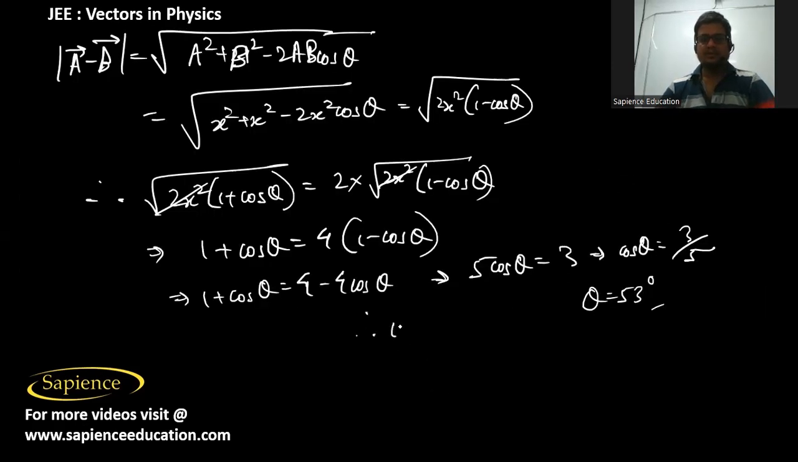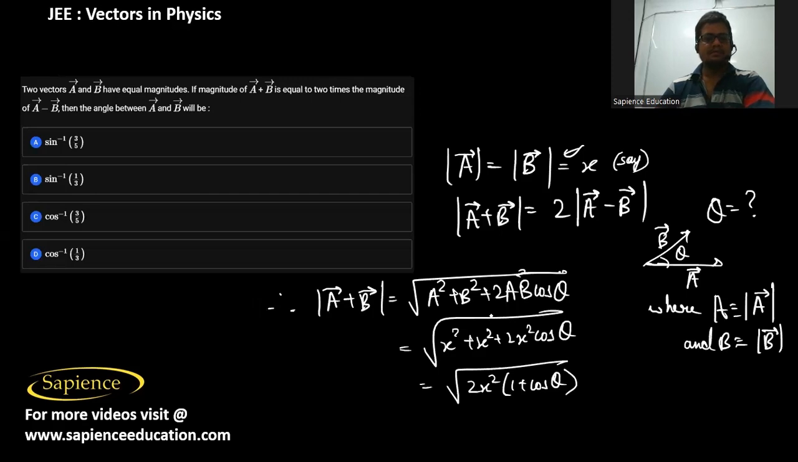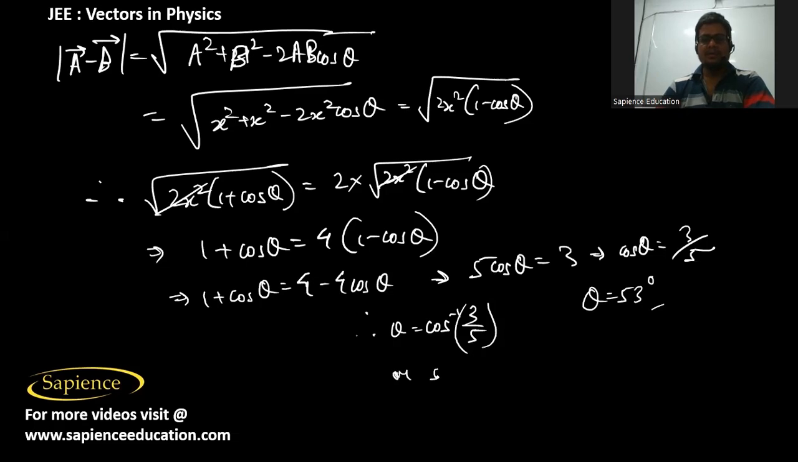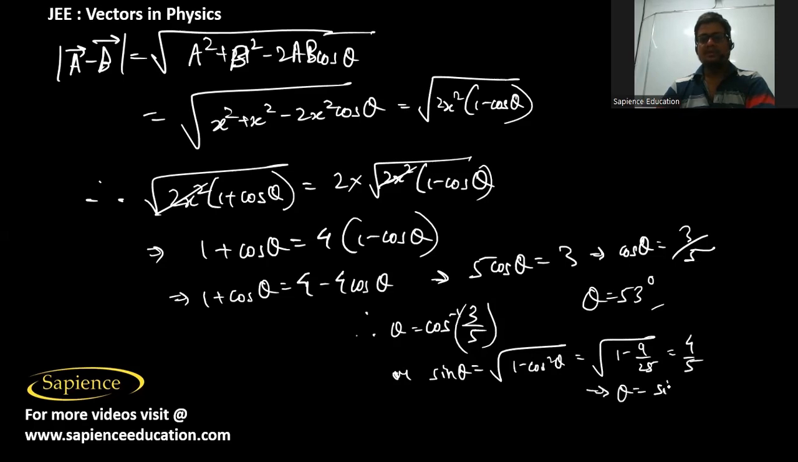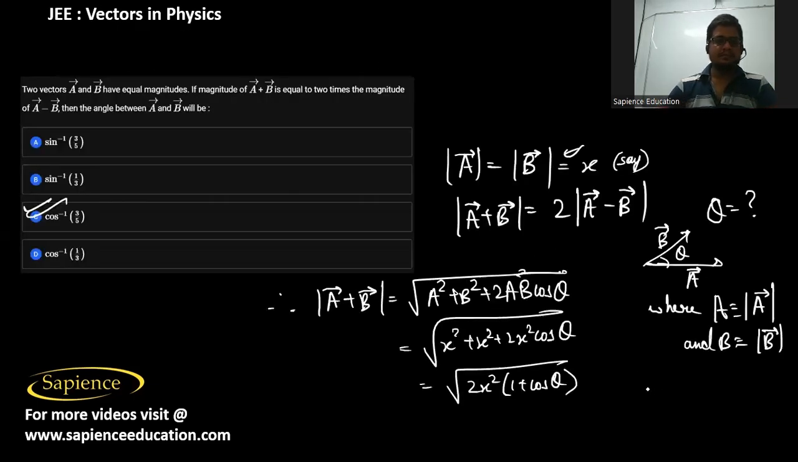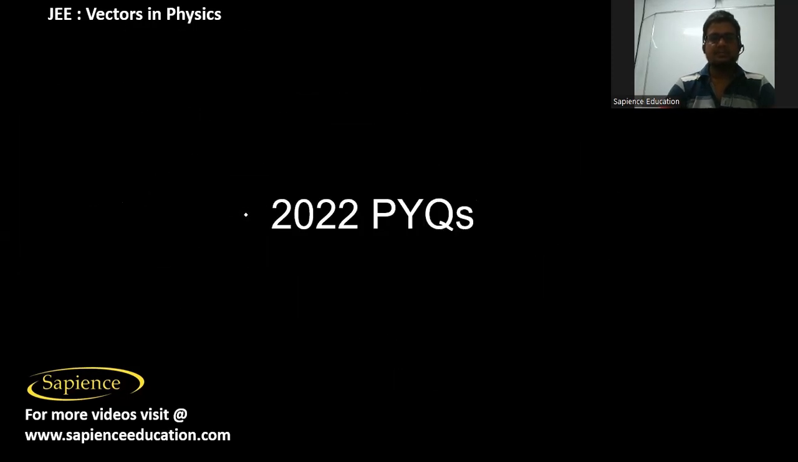So therefore theta will be equal to cos inverse of 3 by 5. So option C is the correct answer. Or we can also tell sine theta will be equal to square root of 1 minus cos square theta. That will be square root of 1 minus 9 by 25, that is equal to 4 by 5. So then theta will be equal to sine inverse of 4 by 5 also. Sine inverse 4 by 5 or cos inverse 3 by 5. So option C is the correct answer.